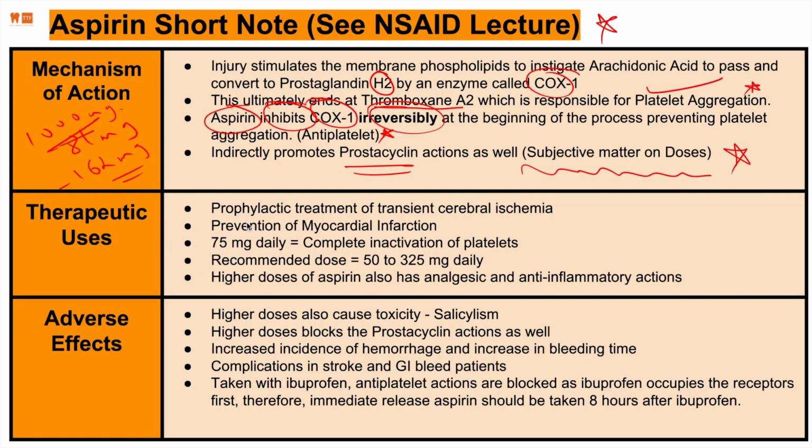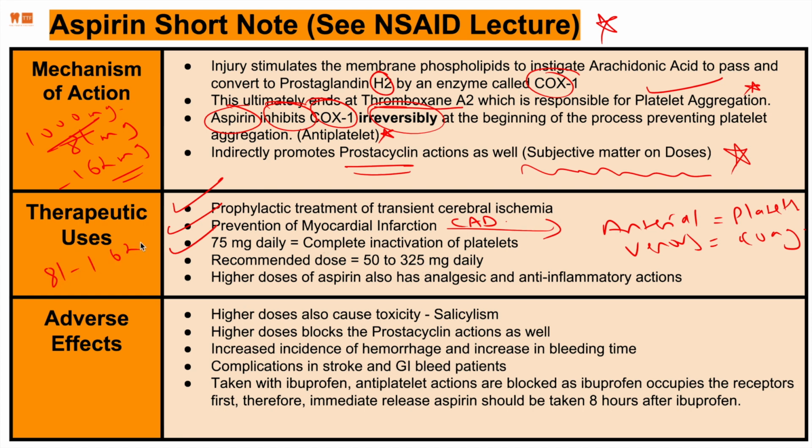Aspirin is used for therapeutic prophylactic treatment of transient cerebral ischemia and prevention of myocardial infarction. Remember, we initially said arterial blockage is platelets, venous blockage is coagulants. Myocardial infarction is a coronary artery disease. Therefore, we need antiplatelets, and therefore this is aspirin. 75 milligrams daily gives complete inactivation of platelets. So low dose, right? The recommended dose is 50 to 325 milligrams daily. I say 81 to 162 is good as per research.